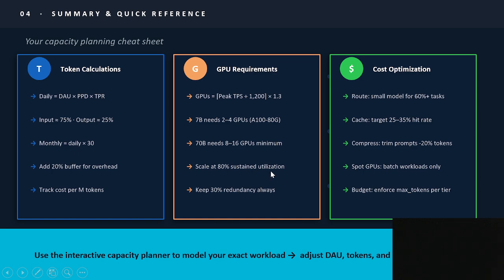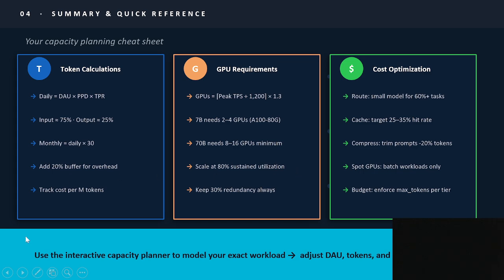Scale at 80% utilization and keep 30% redundancy always. Cost optimization: route small models for 60% plus of tasks, target 25 to 35% cache hit rates, compress prompts by minus 20% tokens, use spot GPUs for batch workloads only, and enforce maximum tokens per tier.